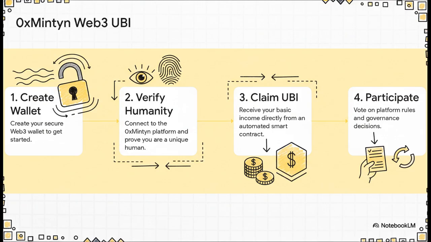First, a person creates a wallet. We know what that is now. Second, they prove they're a unique human being, which stops people from cheating the system. Then, they just claim their money directly from a smart contract. No middleman, no paperwork, no delays. It just works. And what's really cool is they can even vote on how the whole system is run. It's efficient, transparent, and puts power in the hands of the users.